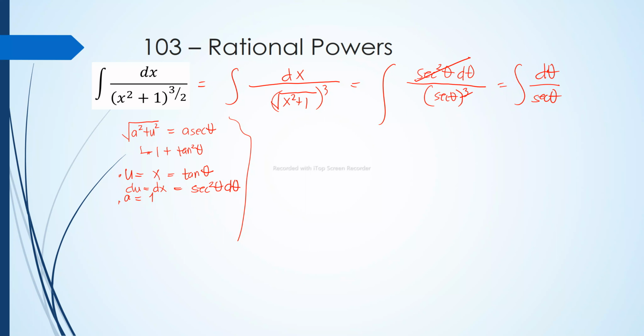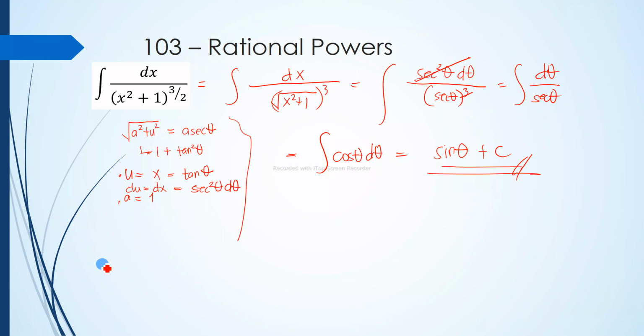Next, we know that 1 over secant theta is just what? The integral of cosine theta d theta, and then the answer is automatically sine theta plus c. Now what is sine theta plus c?